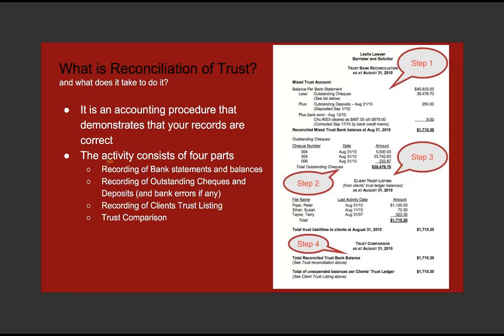So again, it consists of 4 parts: recording the bank statement and balance is step 1, and recording the outstanding checks and deposits is step 2. I know in this example the Law Society has not given deposits, but it's a good idea to even track deposits too, right? Step 3 is recording the client trust listing, and the last one is doing a comparison of what the bank has and what you have. That's it. That's all reconciliation is about.